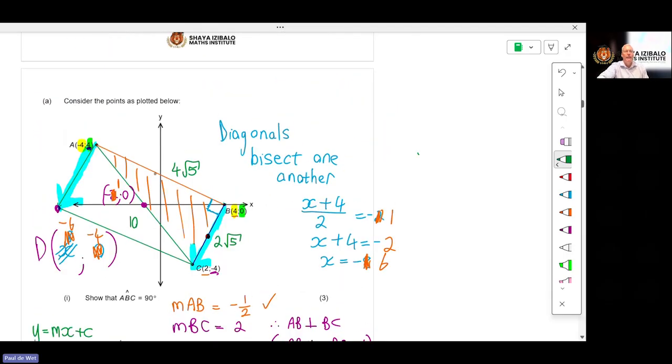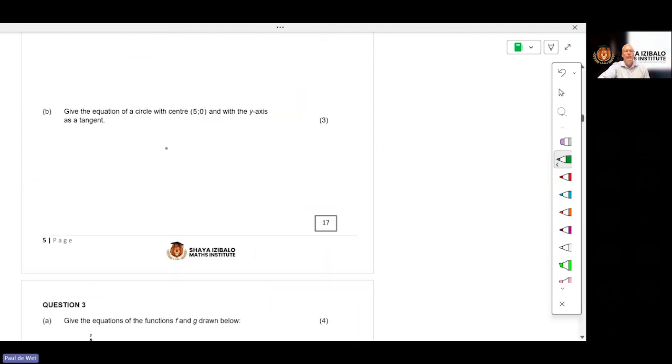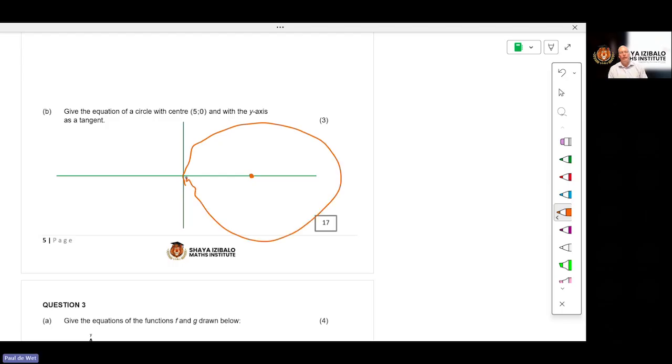Does it look about right? Guys, to me it looks about right, because you're saying that the y-intercept would be 2, and that looks about right. Okay, then give the equation of the circle with centre (5, 0) where the y-axis is a tangent. I want someone to tell me how to do this. (5, 0) is over here, and I want the y-axis to be a tangent, so I'm looking for a circle like that. I'm going to move this circle a bit.